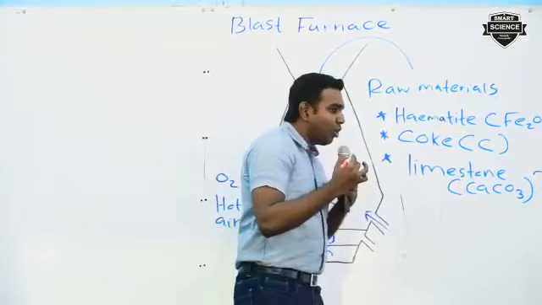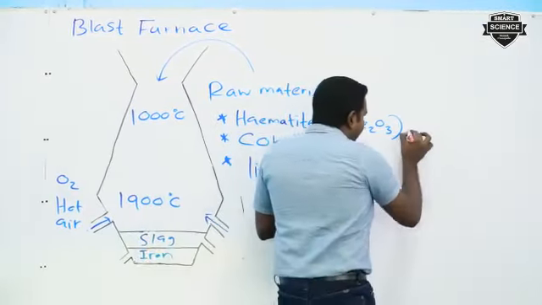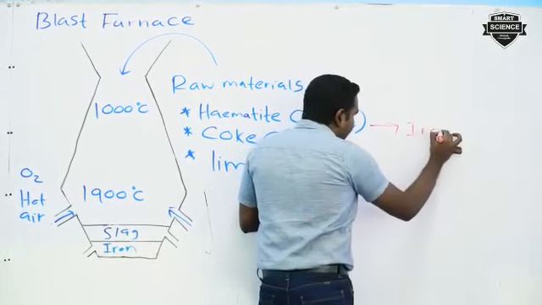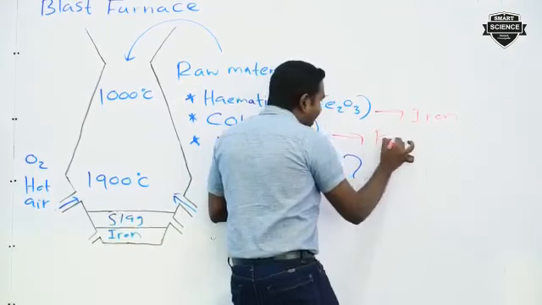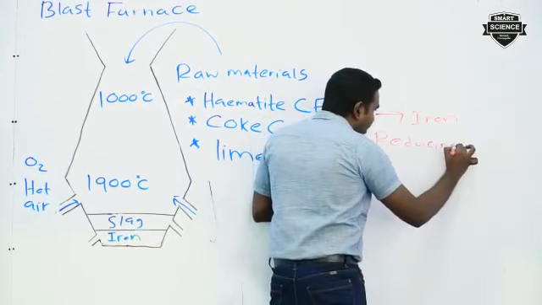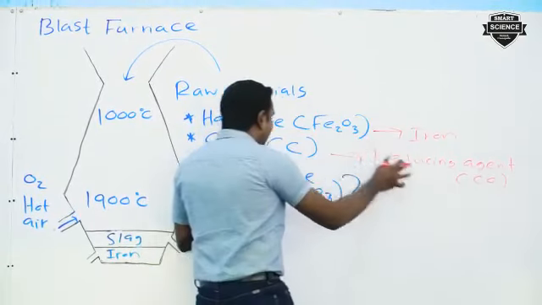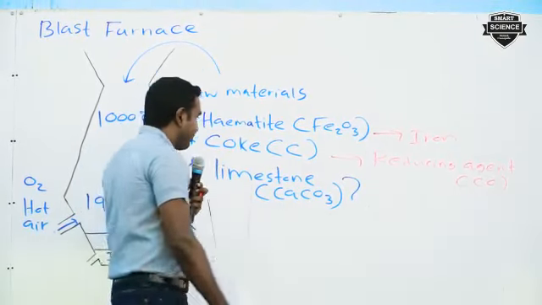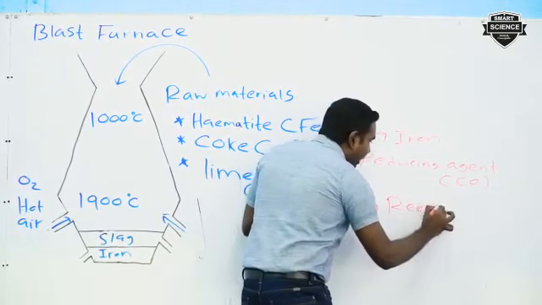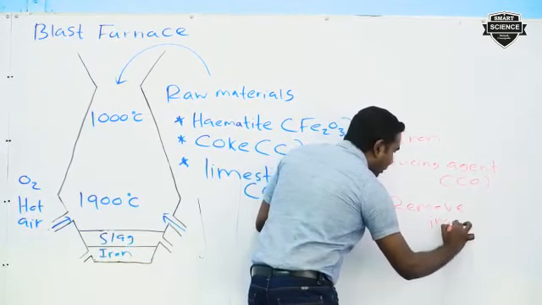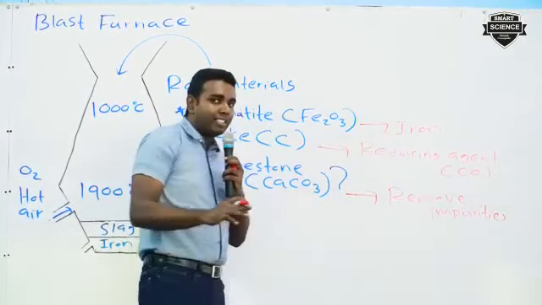If you consider the raw materials used in the blast furnace, we extract iron from hematite. We form the reducing agent, which is carbon monoxide, from coke. And limestone is used to remove impurities. That's all about iron extraction.